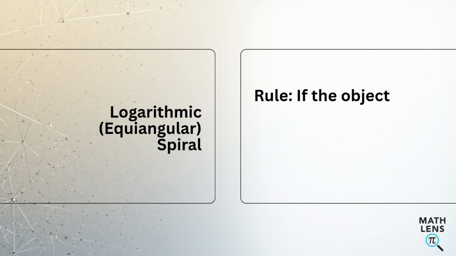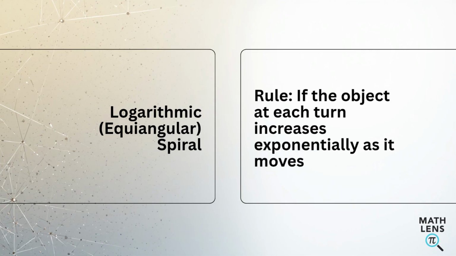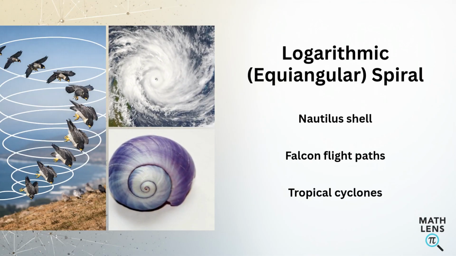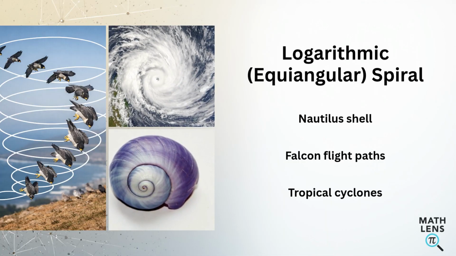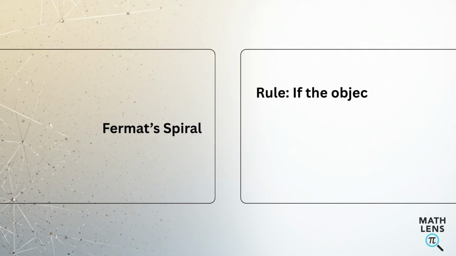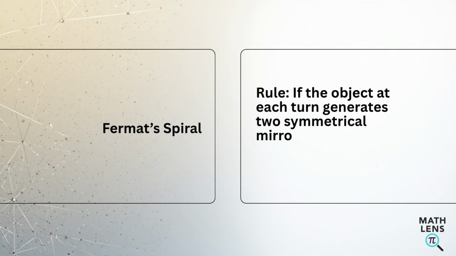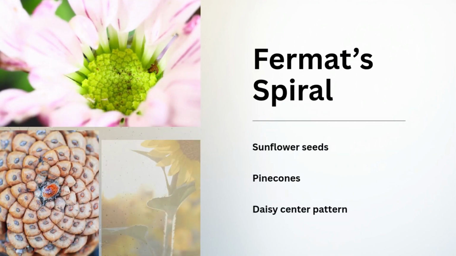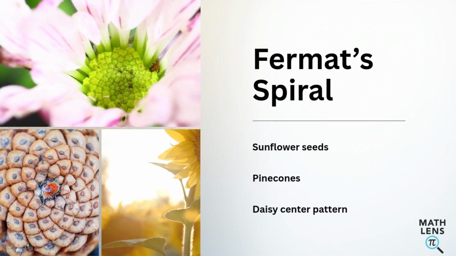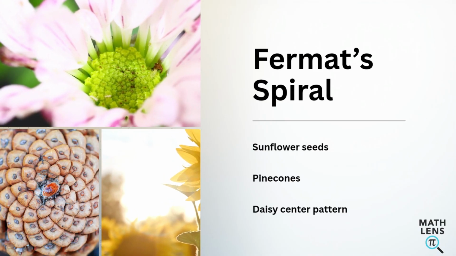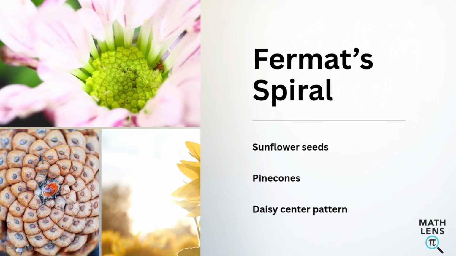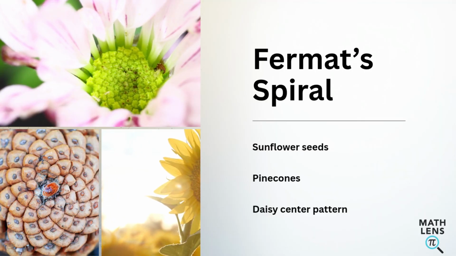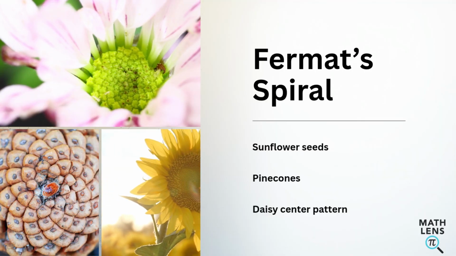Logarithmic, or equiangular, spiral, where each turn expands exponentially outward. Examples include the nautilus shell, falcon diving paths, and tropical cyclone winds, all showcasing nature's use of this spiral for balance and beauty. Fermat's spiral is a captivating natural pattern featuring two symmetrical spirals branching from the center. Examples include sunflower seed arrangement for efficient packing and visual appeal, pinecone scales optimizing seed dispersion, and daisy center pattern showcasing symmetry. Next, we'll examine why nature utilizes spirals.